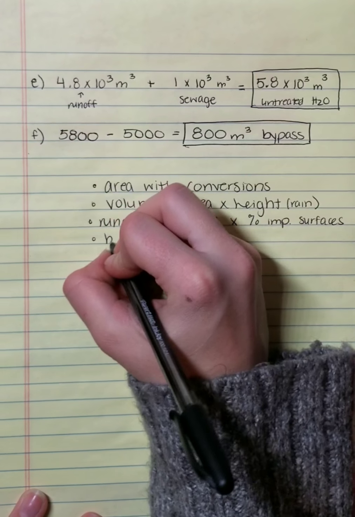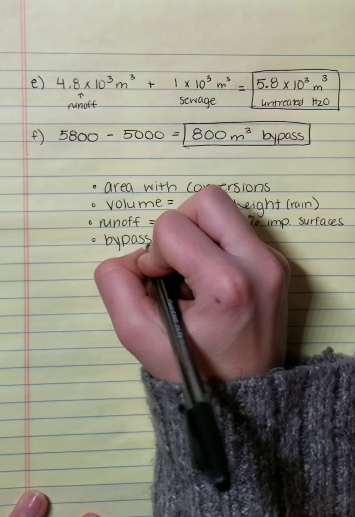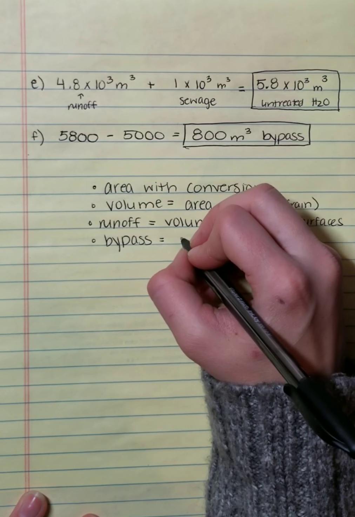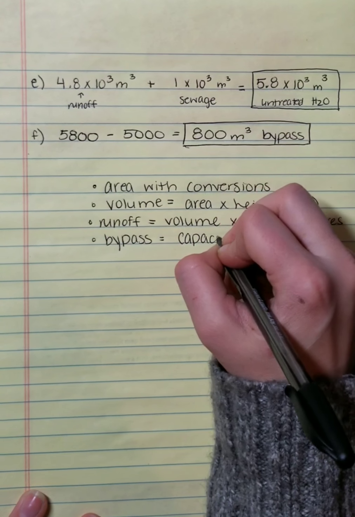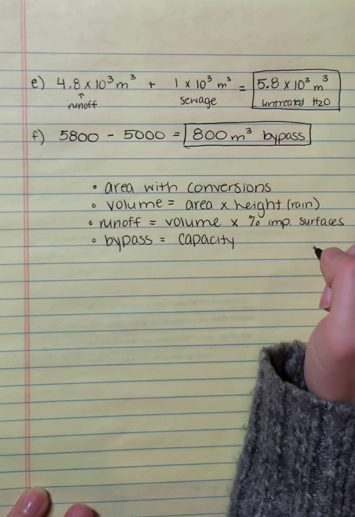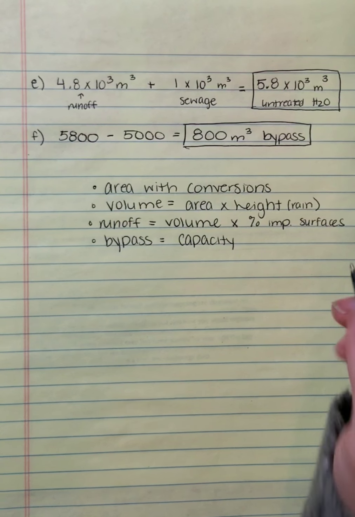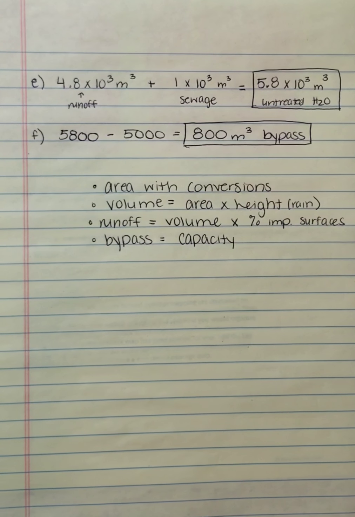And then you have to remember that when you are calculating how much water is going to bypass the system, remember to take into account the capacity of that system or how much that system can hold. The rest ends up as bypass.